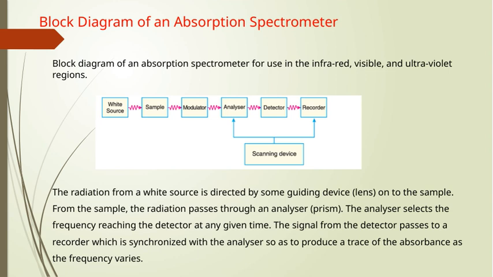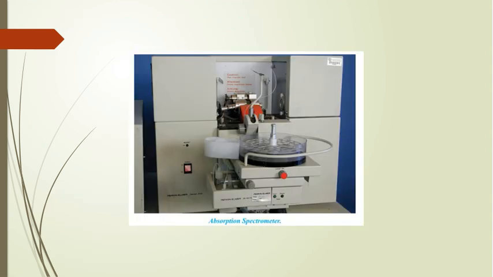The detector captures the transmitted light and converts it into an electrical signal. This signal is then sent to a recorder, which is synchronized with the analyzer. As the analyzer varies the wavelength, the recorder plots a trace of absorbance versus frequency. This trace ultimately provides us with valuable information about the sample's absorption spectrum, helping us identify and quantify various substances. This entire setup exemplifies the core concept of absorption spectroscopy, using controlled light sources, wavelength selection, and detection to analyze material properties. This slide doesn't contain enough information.